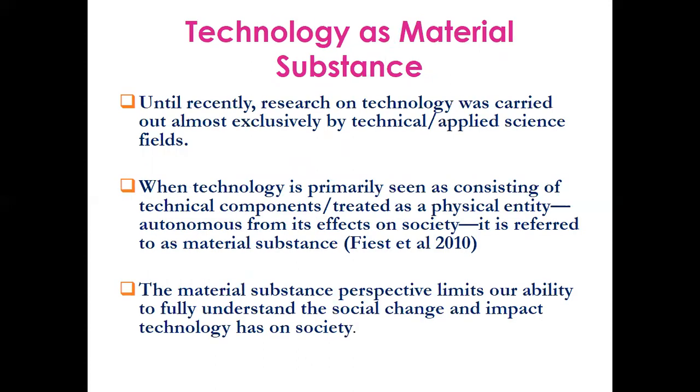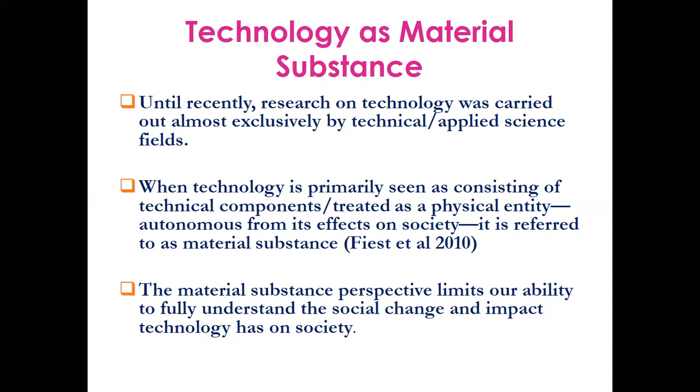So, technology defined as a material substance is the first one. And until recently, research on technology was carried out almost exclusively by technical or applied science fields, of course. It wasn't something that the social scientists or the humanities were paying attention to until recently, when technology is primarily seen as consisting of technical components treated as a physical entity, autonomous from its effects on society. It is referred to as material substance.